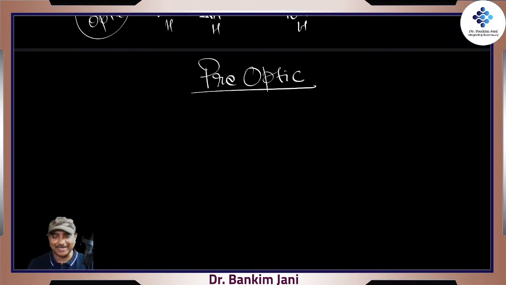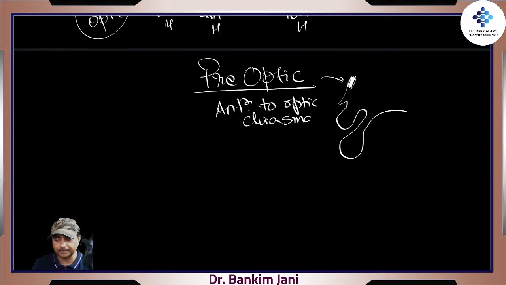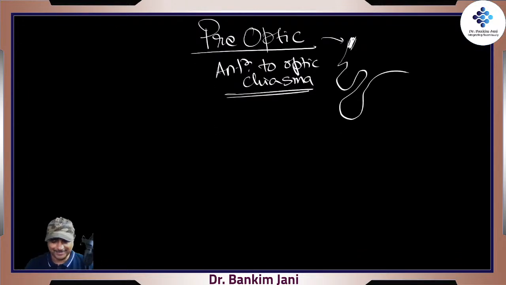Okay. So starting with preoptic, and what is this preoptic? It is anterior to the optic chiasma, right? So when we drew it like this, this is the optic chiasma, and this one was the pituitary stalk. Over here is optic, preoptic. So it is anterior to the optic chiasma.